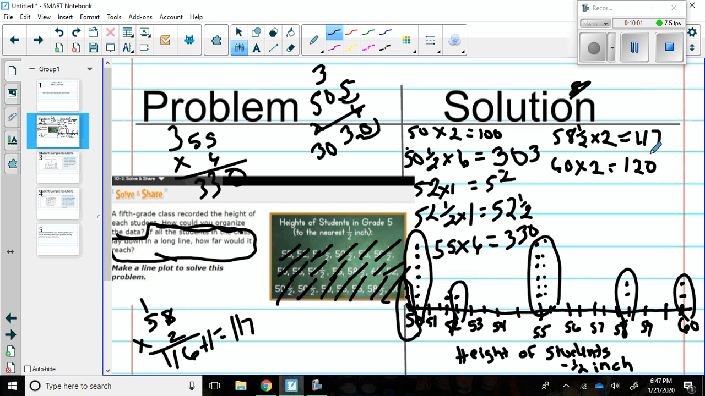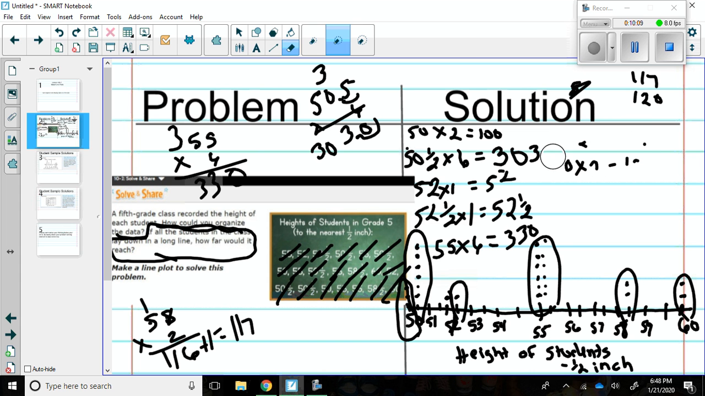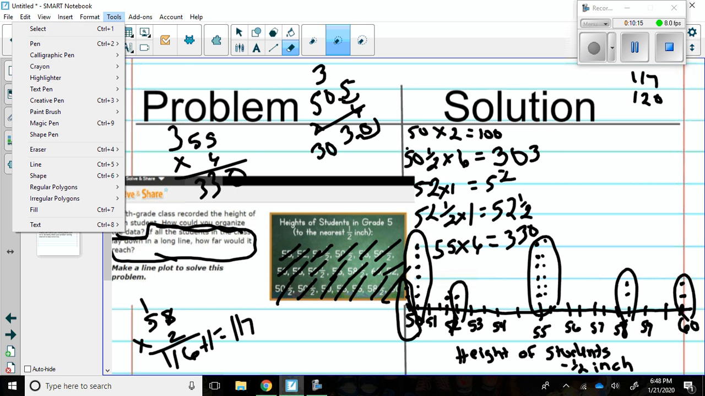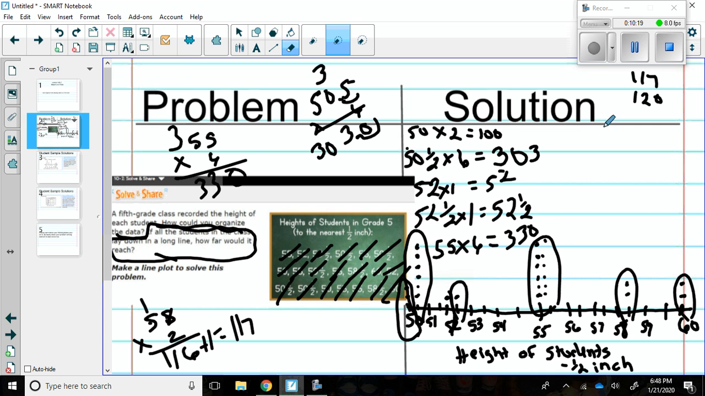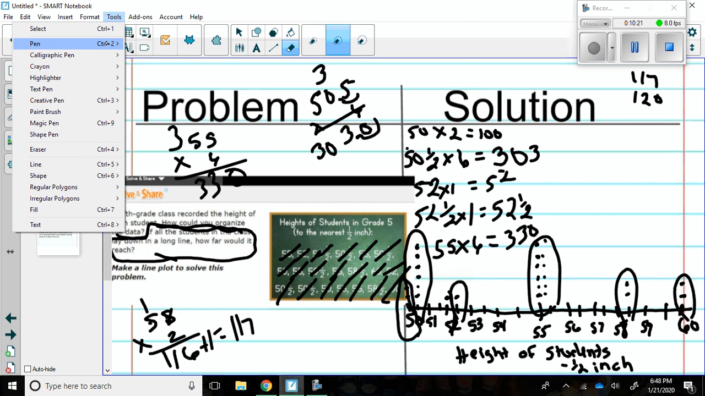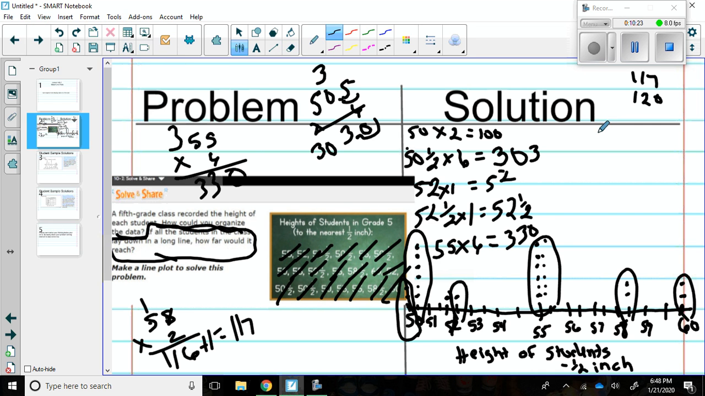Okay, here's what I'm going to do. I'm going to go ahead and just write 117 and 120 up here so I can erase this to give me some more room. Okay, there we go. Now I'm going to add all my totals. I have 117, 120. I have those. I don't need to do those anymore.